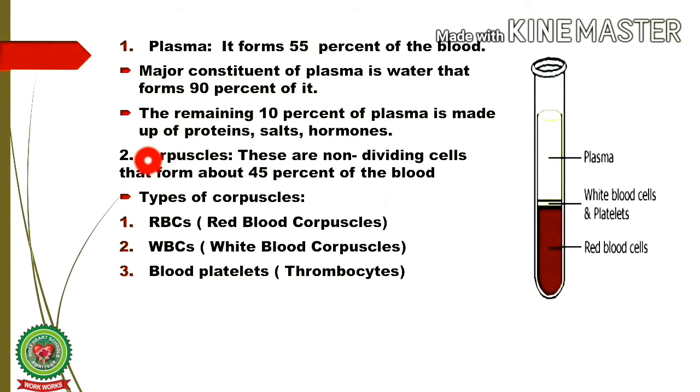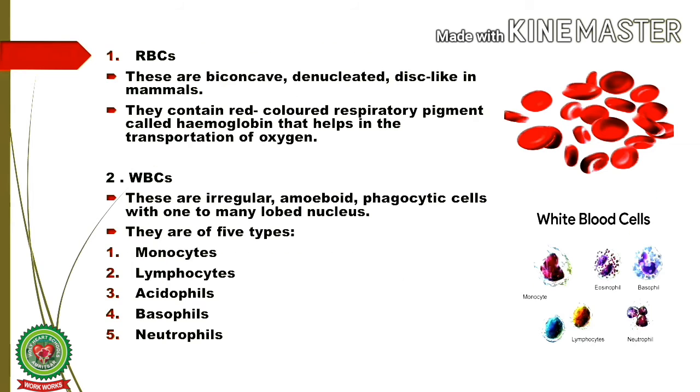Now students, second part of blood is corpuscles. These are non-dividing cells that form about 45% of the blood. These are of three types, that are RBCs, which are known as red blood corpuscles, WBCs, which are known as white blood corpuscles, and blood platelets, which are also known as thrombocytes. Here you can see plasma is present, which is a clear fluid, and there are white blood cells, red blood cells and platelets.